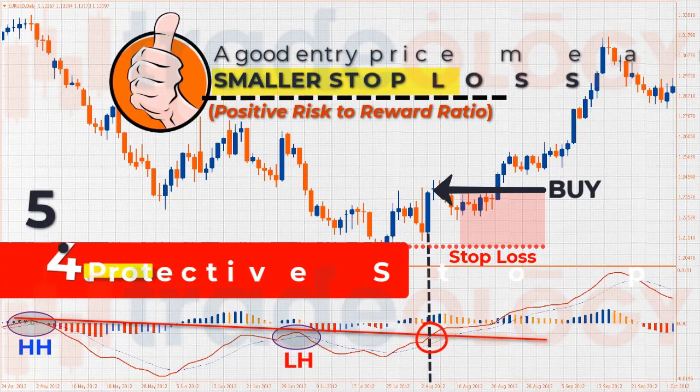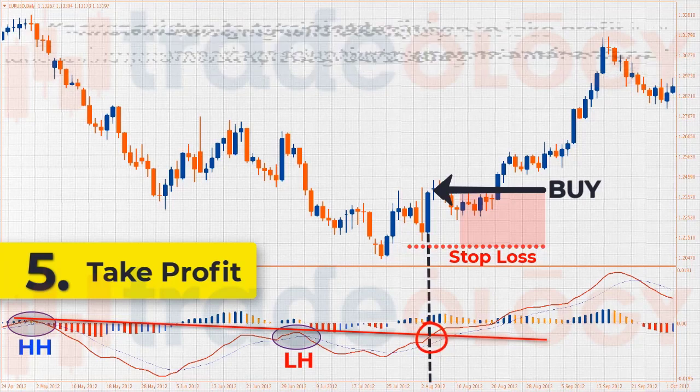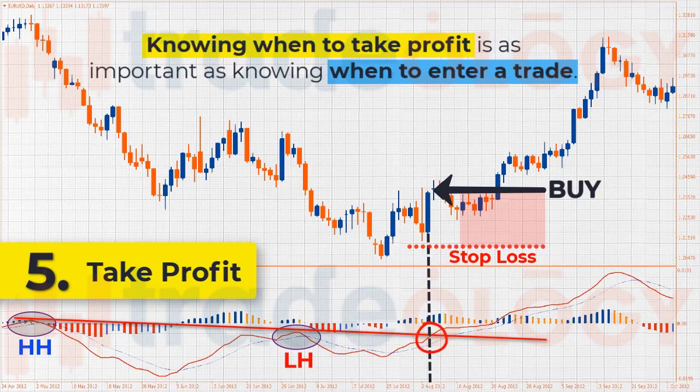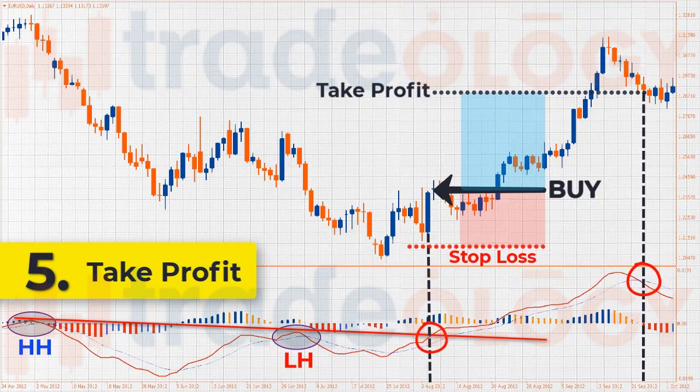Step number 5. Take profit when the MACD crossover happens in the opposite direction of our entry. Knowing when to take profit is as important as knowing when to enter a trade. However, we want to make sure we don't use the same trading technique as for our entry order. When the MACD line, or the orange line, produces signal line crossovers, the blue line, we want to close the position and take full profits.